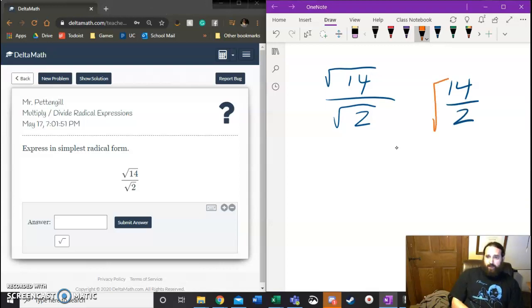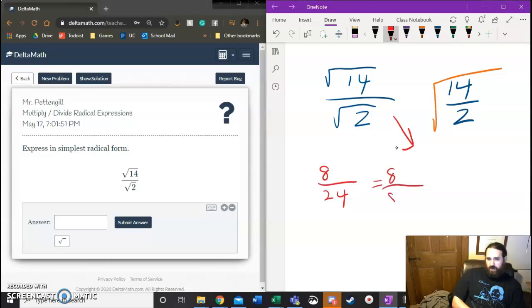Now, you could have both of these under one radical. That's allowed. You could instead go, oh, I know what to do. Because you guys should remember that if you ever have the same number multiplying the top and the bottom in a fraction, you can cancel it. Like if I go, oh, 8 over 24 is really 8 over 8 times 3. And so I can just cancel these two 8s and get 1/3. Same idea exists with the radical stuff.